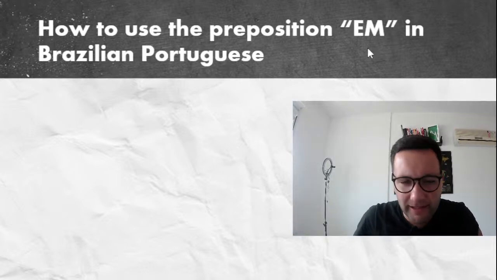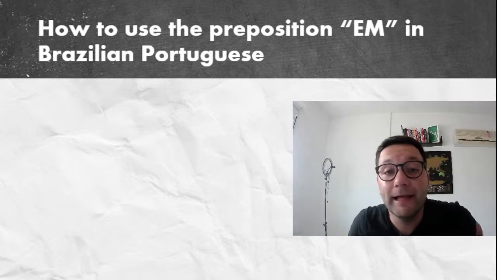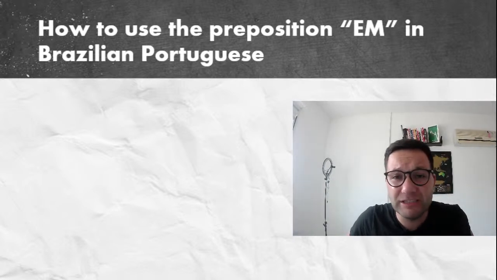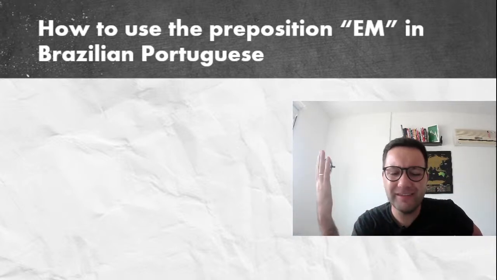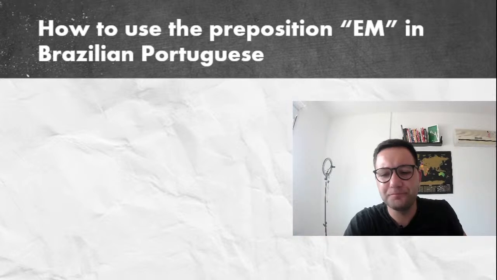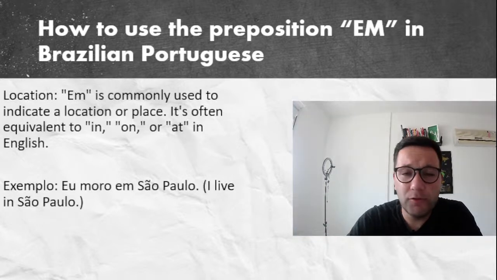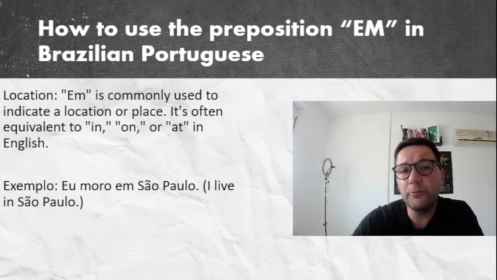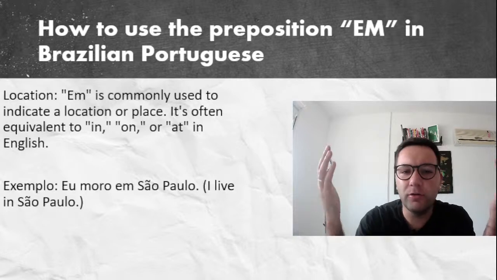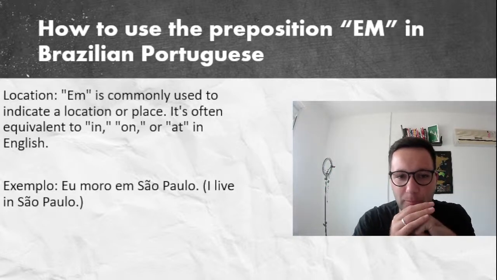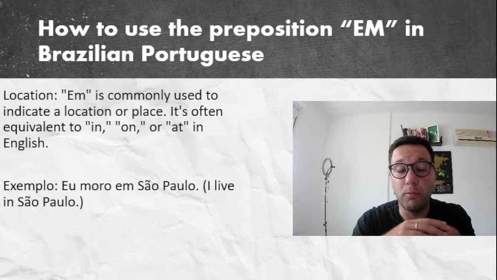So, what is the idea? Today we are gonna learn how to use the preposition em. Here is a nasal sound in Portuguese, in Brazilian Portuguese, of course. Generally we use the preposition em for location. That would be in, on, or at in English. For example, eu moro em São Paulo. I live in São Paulo.